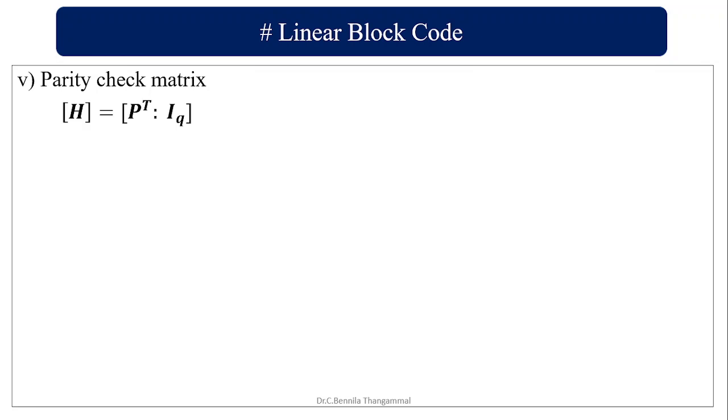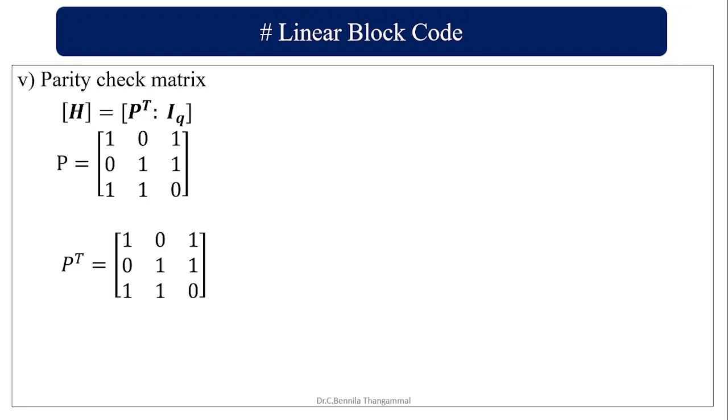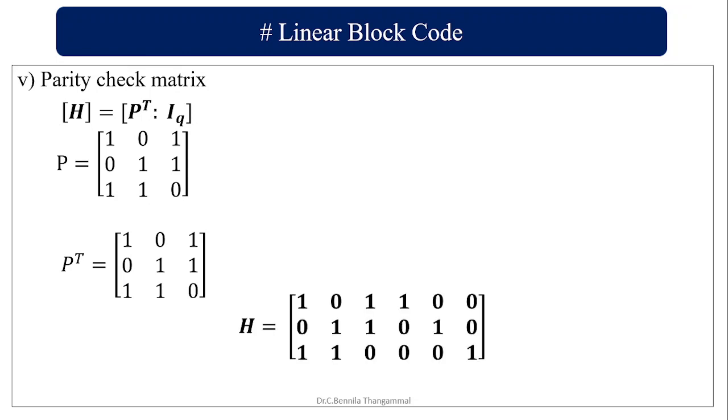So the parity check matrix is given by H is equal to P transpose followed by the identity matrix. So you know the P. P transpose is changing the rows into columns. So you're changing the rows into columns: 101, 011, 110. So these rows are converted into columns. It's going to be the same value here. This is going to be the P transpose, and this is your identity matrix. So this is going to be your parity check matrix.